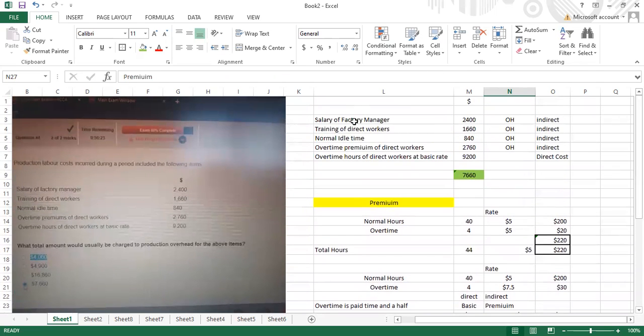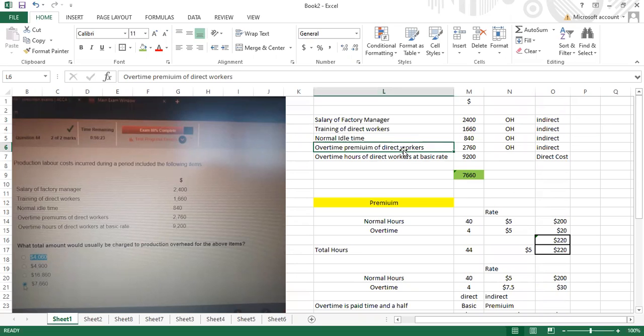So that is why the salary of a factory manager is indirect, because the factory manager is not working directly on units or material. He's not a direct worker, he's an indirect worker. Training is also considered indirect. Normal idle time is also indirect, and overtime premium, as I said, if it is written here that the overtime premium of direct workers was done on a special request from a customer.